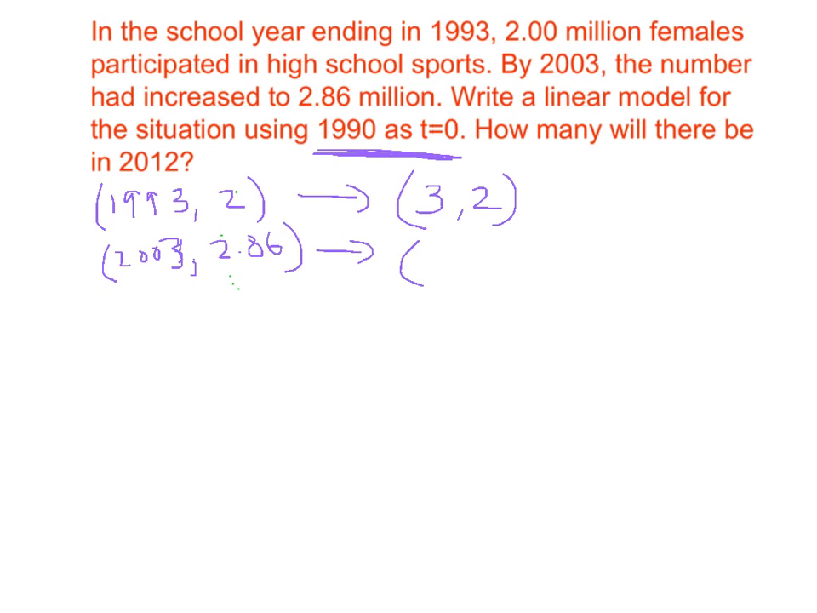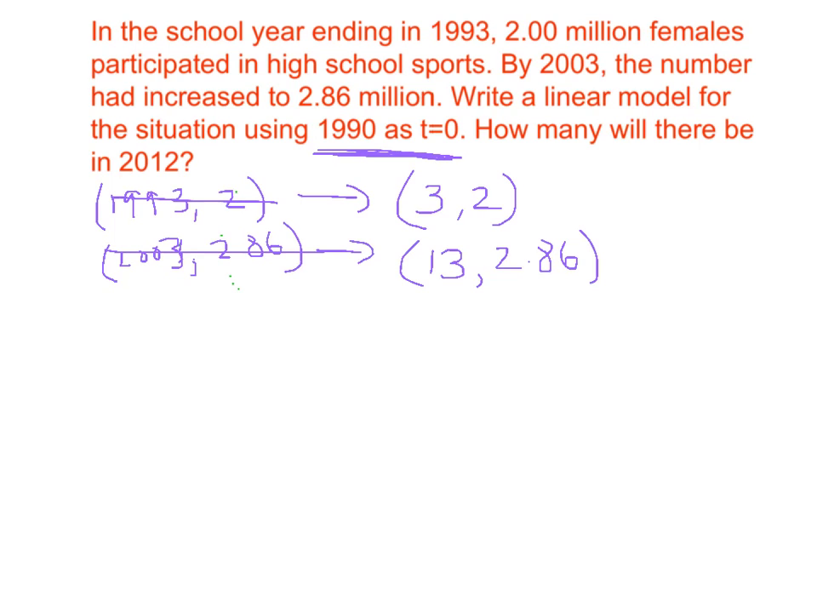2003, well, if 1990 was year 0, 2003 would be 13 years later. So that's year 13, and there we have 2.86 million. So those are going to be the coordinate points that we're going to use. We've got year, comma, number of female athletes in millions. So now we want to write our equation.